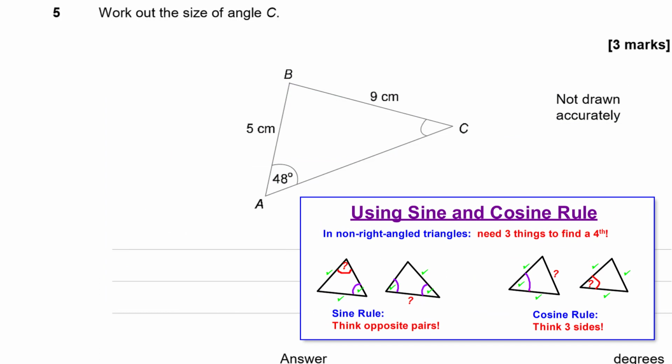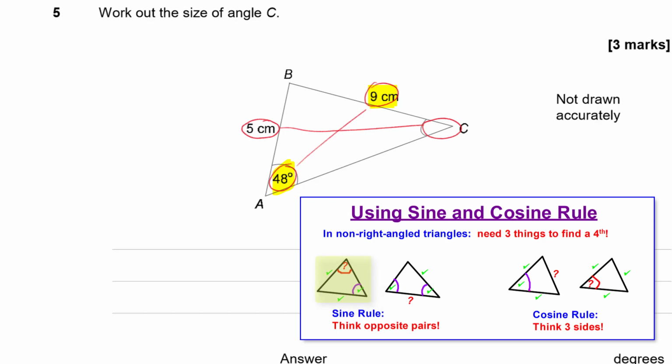Here we've been given this angle here, angle A, and we've been given side A, which is opposite it. So I've been given 1 pair of matching sides and angles, and I've been given this side here, and I want to find this angle over here. So that tells me I'm going to be using the sine rule. So remember, sine rule is about opposites. You're looking for 2 opposite pairs of sides and angles, and that's what we've got here.